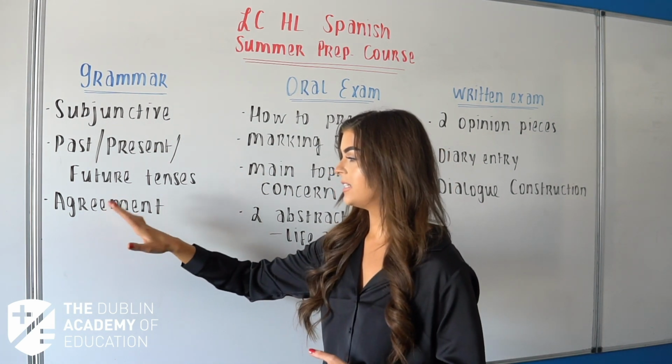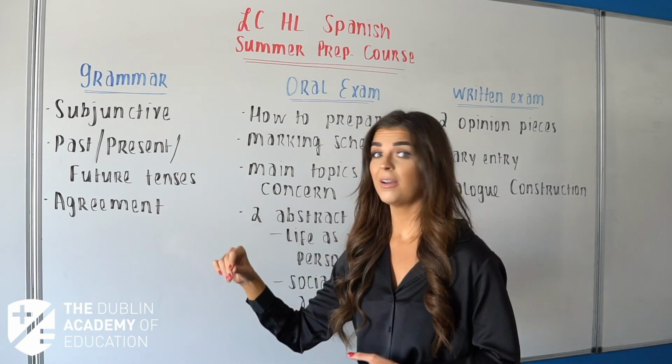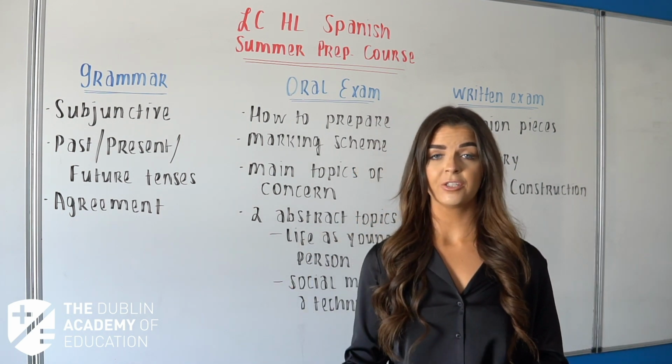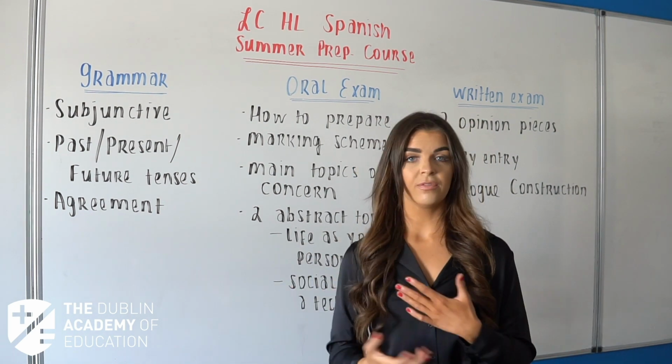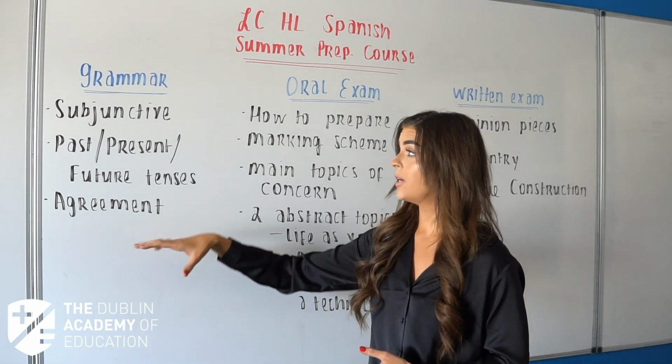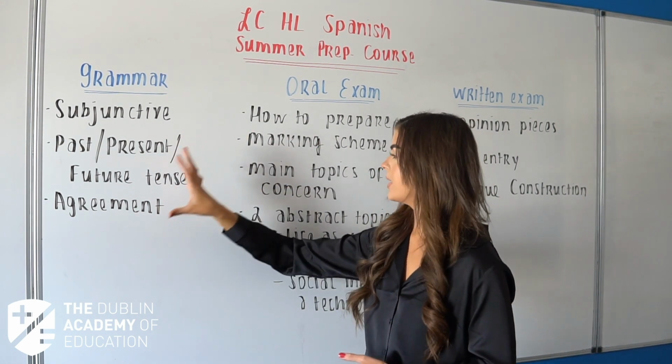And then we're going to have a look at agreement, which is all about masculine and feminine nouns, how to make your adjectives match them, how to use all of that in written work as well. So that's going to be the 3 main aspects of grammar. We're going to have them nailed.